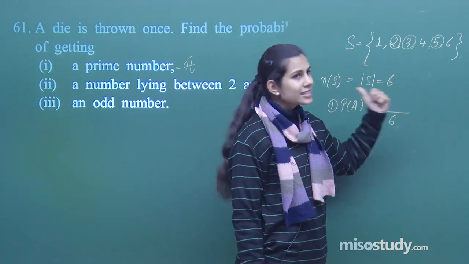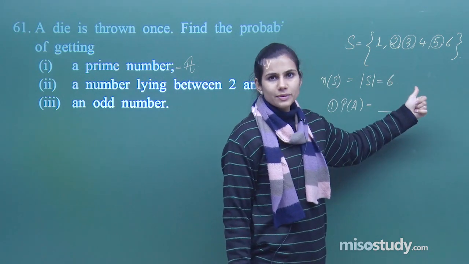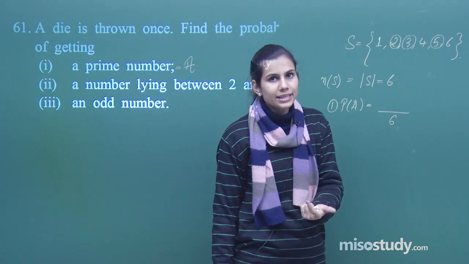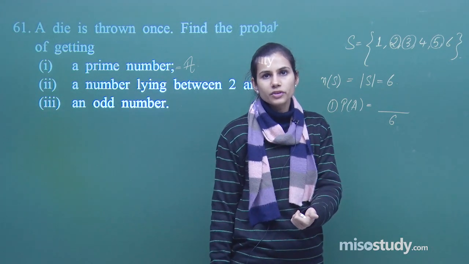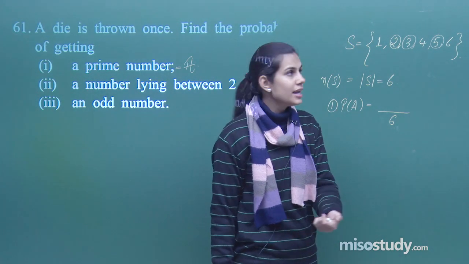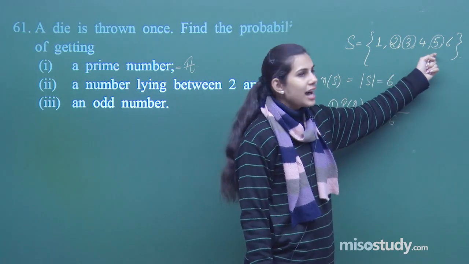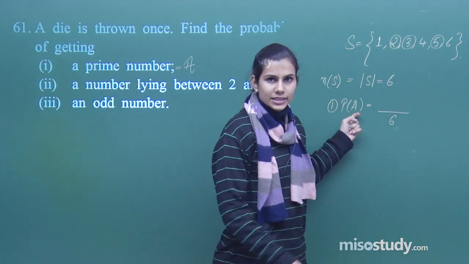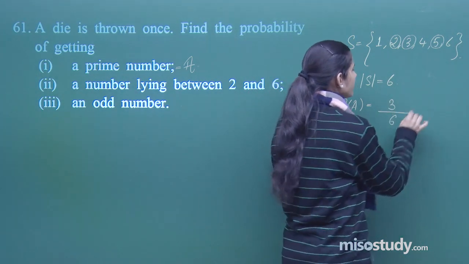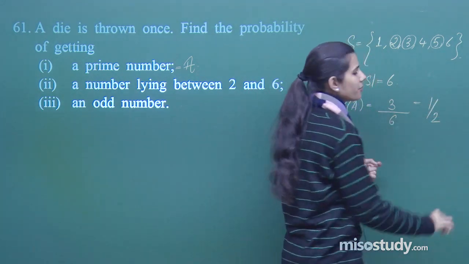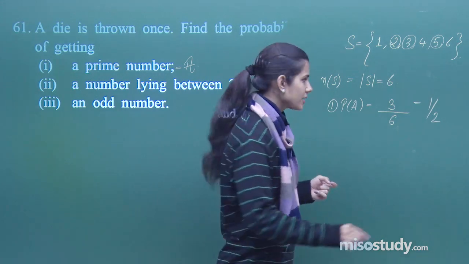So out of these 6 possible outcomes, only 3 possible outcomes are there, which if they come up in any trial of this performance of the random experiment of throwing a single die, are going to make my event A occur. So these 3 outcomes are favoring my event A. Out of 6, 3 are favoring A. So 1 by 2 is the probability of occurrence of event A.